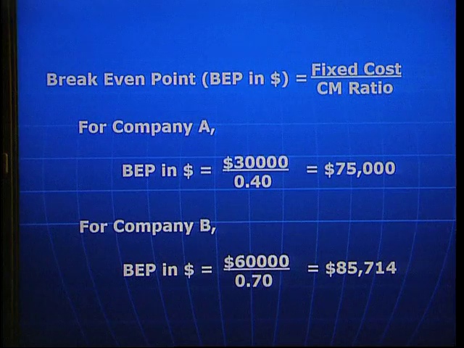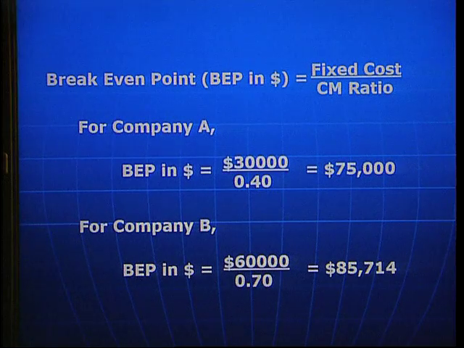Now let us look at the break-even point of two different organizations. Organization B's fixed expenses are more than organization A. That is why their sales must also be higher to cover the extra amount of fixed cost. Dear students, you know how the break-even point is calculated in dollar amount. Break-even point in dollar is a ratio of fixed cost and contribution margin ratio. For company A, the break-even point in dollar is $30,000 divided by 40%, which is $75,000.